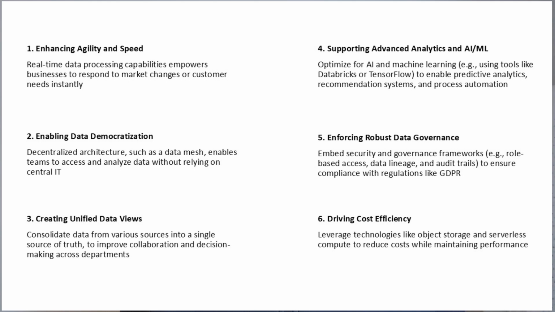The fifth one is enforcing robust data governance. Nowadays, companies don't leave data governance as an afterthought. When they're designing a good architecture, they ensure that data governance is always integrated into their framework, which means they need to have role-based access, data lineage, and audit trails, especially when serving customers in multiple geographies, where they could have multiple rules and compliances.